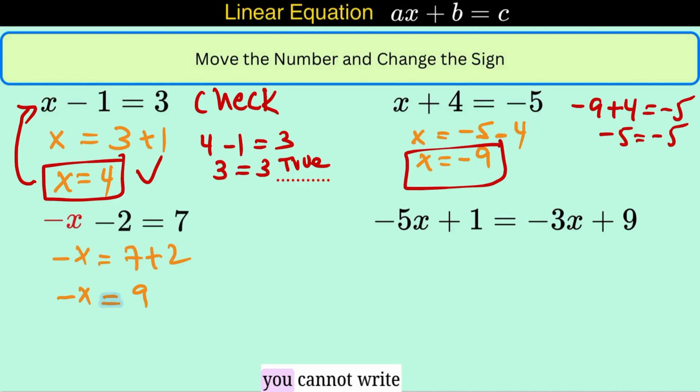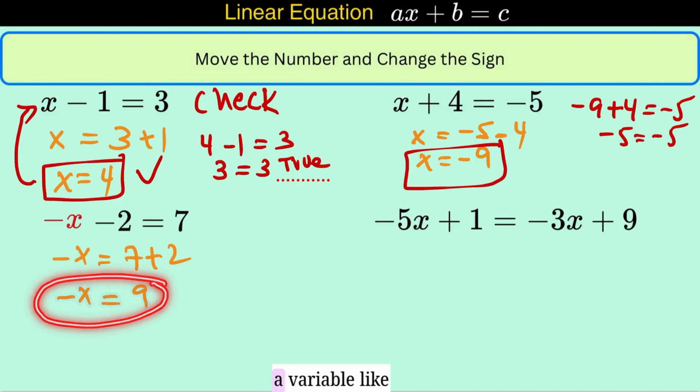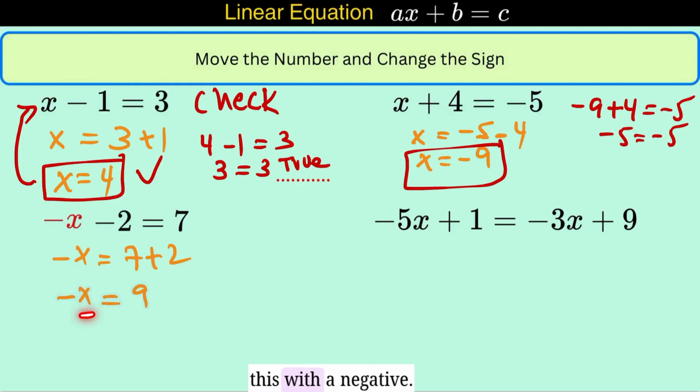In mathematics, you cannot write a variable like this with a negative. You cannot. It has to be positive. So how do we get rid of this negative? I'm going to multiply everything by negative 1.